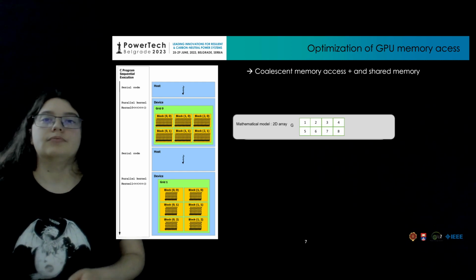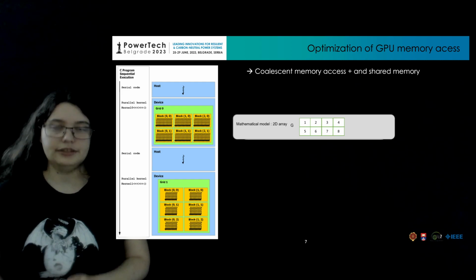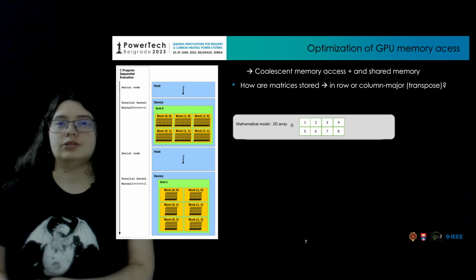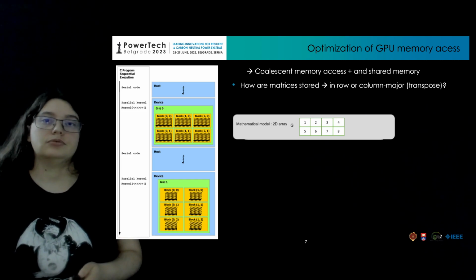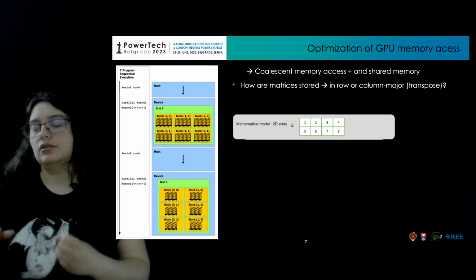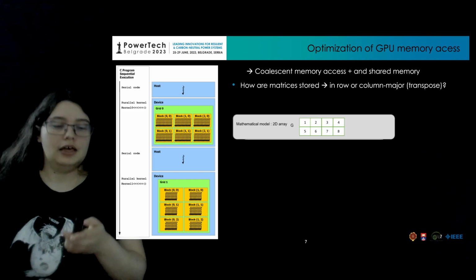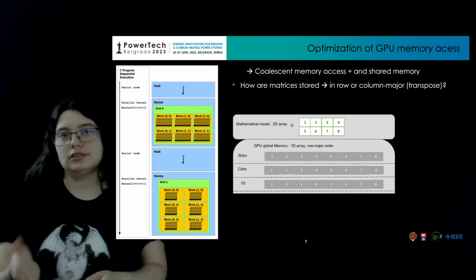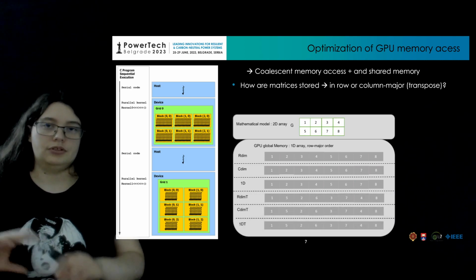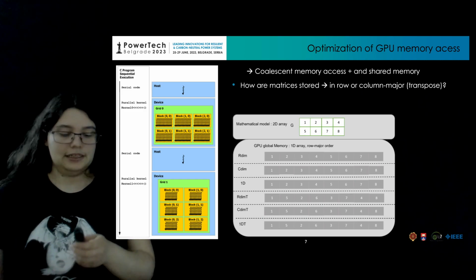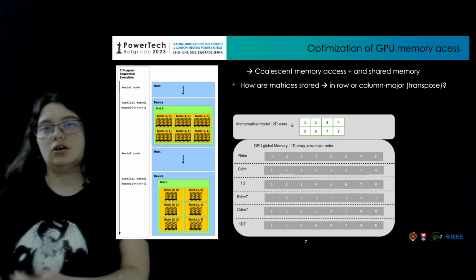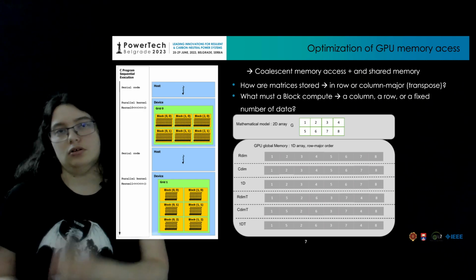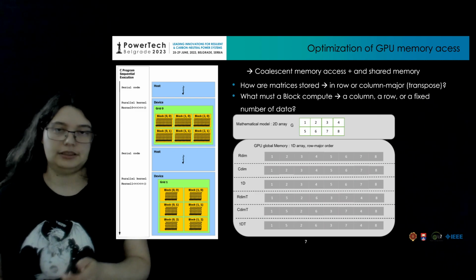Now we have a mathematical model for one array, and we ask how we must store this array in the GPU. We have two choices because the memory in the GPU is one dimension, and we can store it in row major, like that, and in column major, it's three times the same line, don't worry. And now that we choose how we store the matrix, we must ask what a block of threads must compute: a column of this matrix, a row, or a fixed number of data.